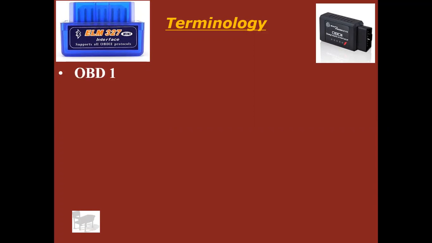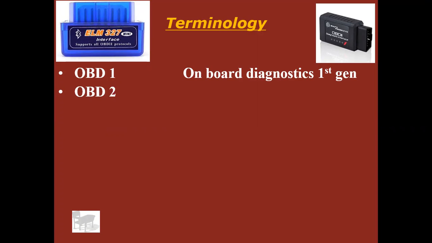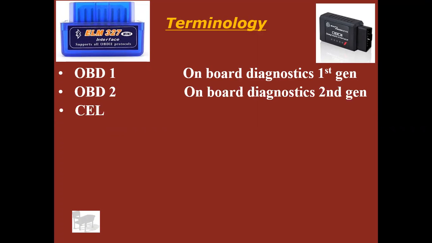All right, we're going to try to hit them one at a time here, and I hate to put all these on one slide, but they're kind of all related and they're all important. So OBD1 stands for Onboard Diagnostics, Gen 1. OBD2, you guessed it, Onboard Diagnostics, 2nd Gen. CEL, how about Check Engine Light? And you will see these a lot. Unfortunately, you're going to see these terms a lot when you're using scanners and code readers.